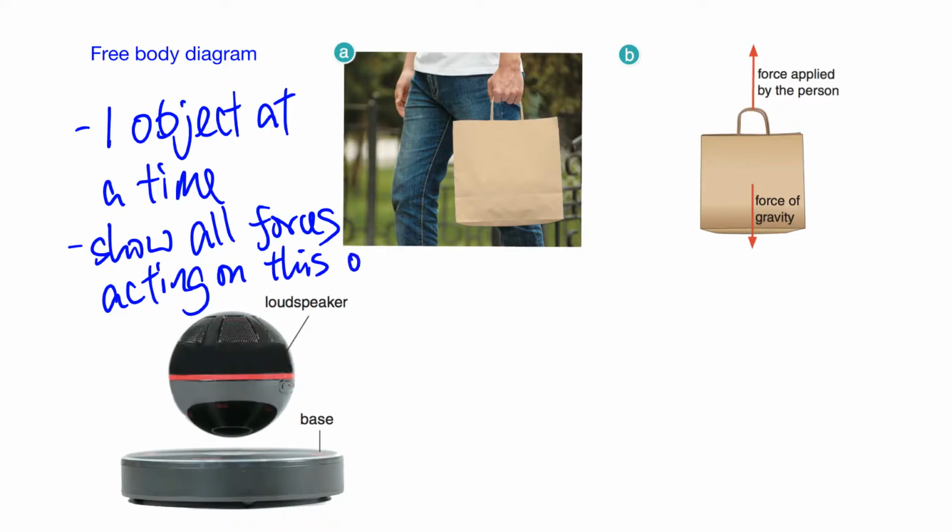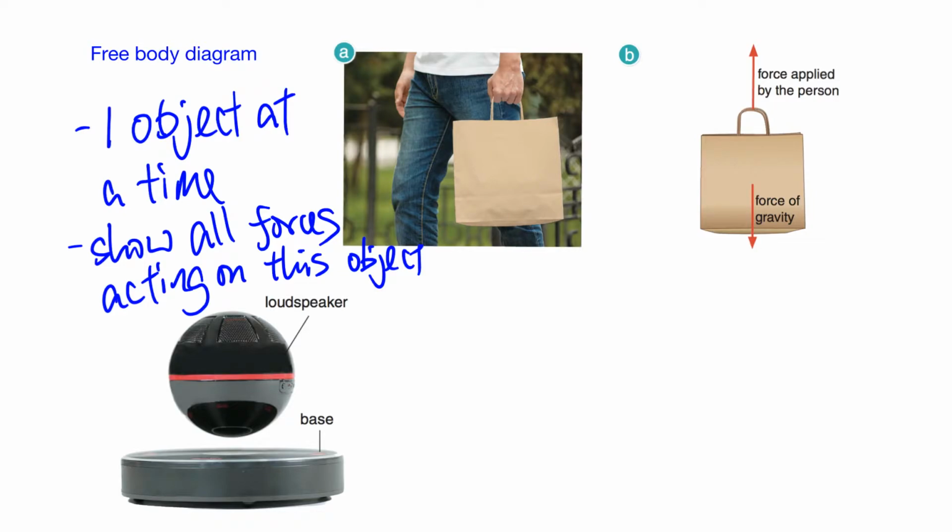Say, for example, a man is holding a bag. So here we've got a man and also a bag. There are two objects. When we draw a free body diagram, we just focus on one object at a time only. So when we talk about the bag, if no one is holding it, the bag should be falling down. However, this bag is suspended in the air because we do have a force acting on the bag, because I hold it, so therefore there is a force acting on the bag upward.